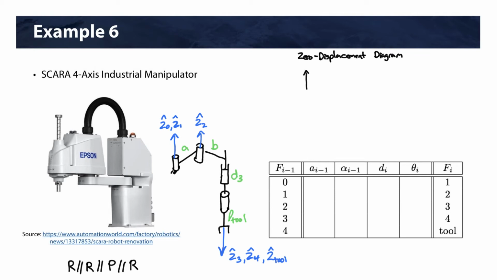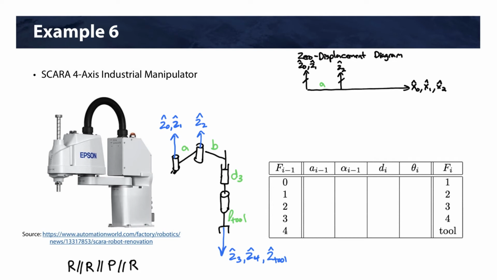All right, so we start with Z0. Z1 will be collinear. So we have X0 and X1 here. All right, we have a distance A here. Brings us to Z2, which is parallel to Z1.